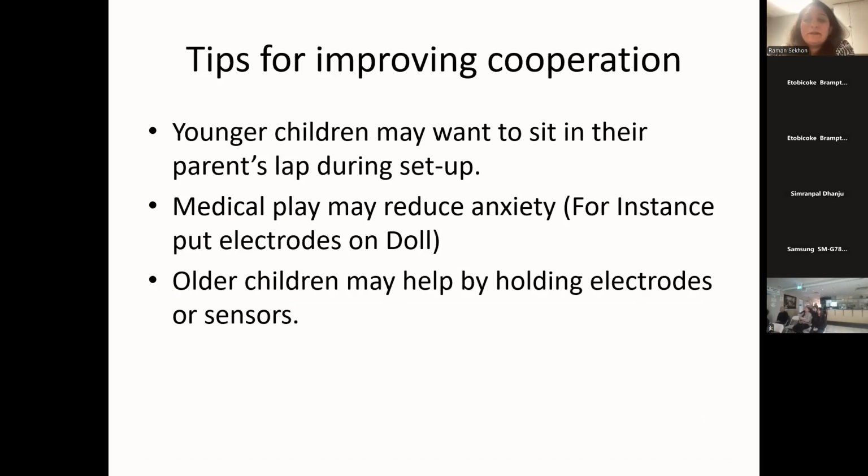With medical play, it may be beneficial to put a few wires on their favorite toys as a demonstration, or you can also put some wires on the parents just to show the children that it doesn't hurt and it's painless. Then older children, for instance, like their siblings may help to hold the electrodes, or you can put some of the wires on them so that the child is cooperative.